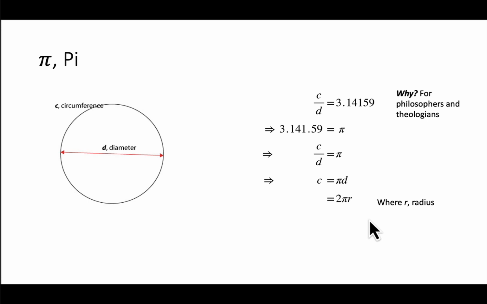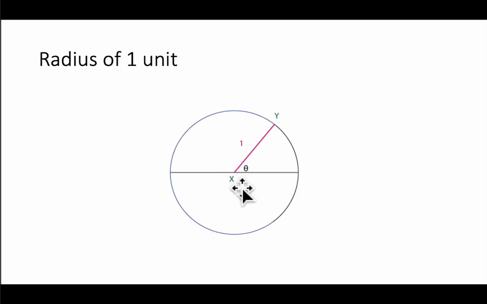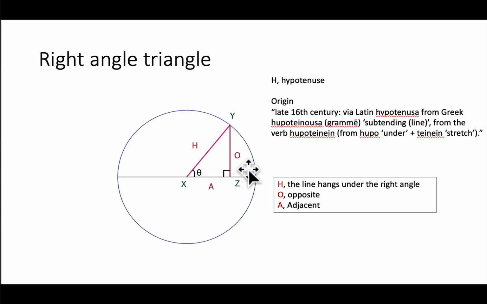So what I'm trying to say is that a circle has a mathematical property. And now if you look at a circle with a radius of 1, which makes an angle theta, then that's the foundation of your trigonometry. So this is a right angle triangle with an angle of theta here, and we call this hypotenuse, opposite and adjacent. Opposite and adjacent are very obviously understandable, but hypotenuse is always a bit of a strange word.